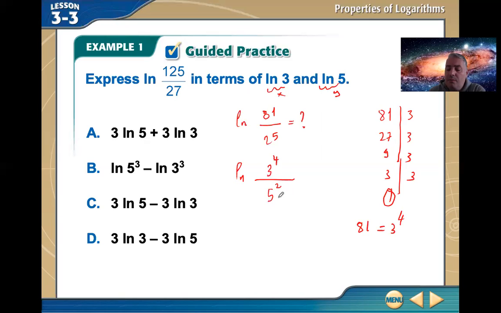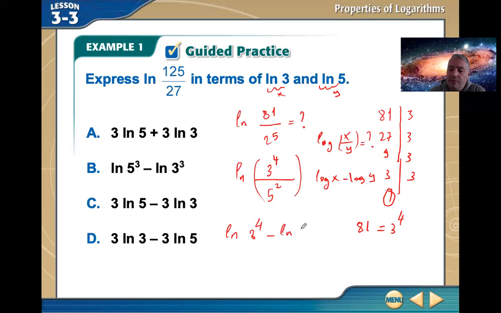5 to the power of 2? Yes. Now, we have this rule, ln or logarithm, whatever, not important, of x over y. Do you remember the rule? Maybe you were absent the first hour. Let me write the rule. When you have division, numerator minus denominator: logarithm of numerator minus logarithm of denominator. So what should I write then? ln means logarithm to the base e, we know this. ln of the numerator. So what is the numerator here? 3 to the power of 4. Minus, what is the denominator? 5 to the power of 2.